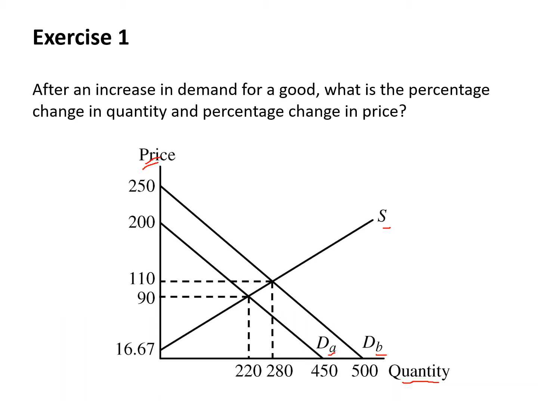When there is a shift over here, and the shift takes place because of one of the factors that cause the demand curve to shift, it's moved to this point, and you can see that the price jumped to 110 and the quantity to 280. Now, how can we solve this to calculate the percentage change in the quantity and the percentage change in the price?